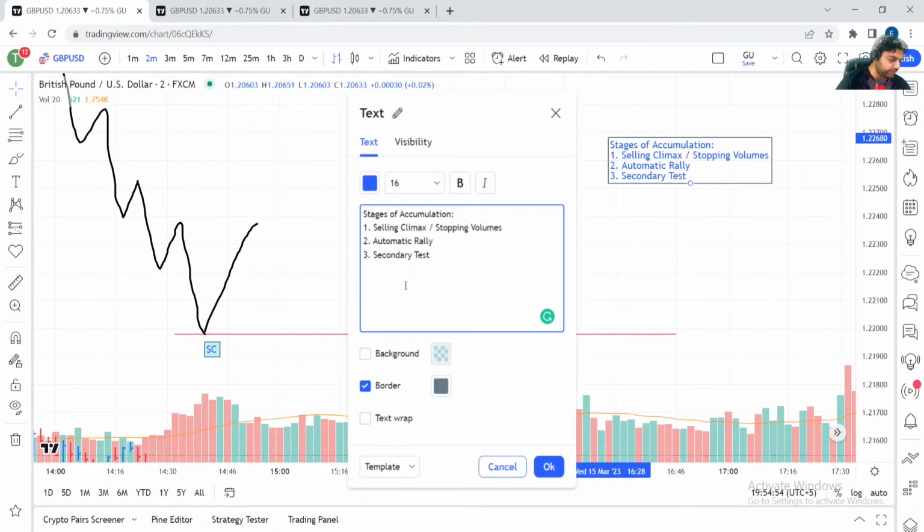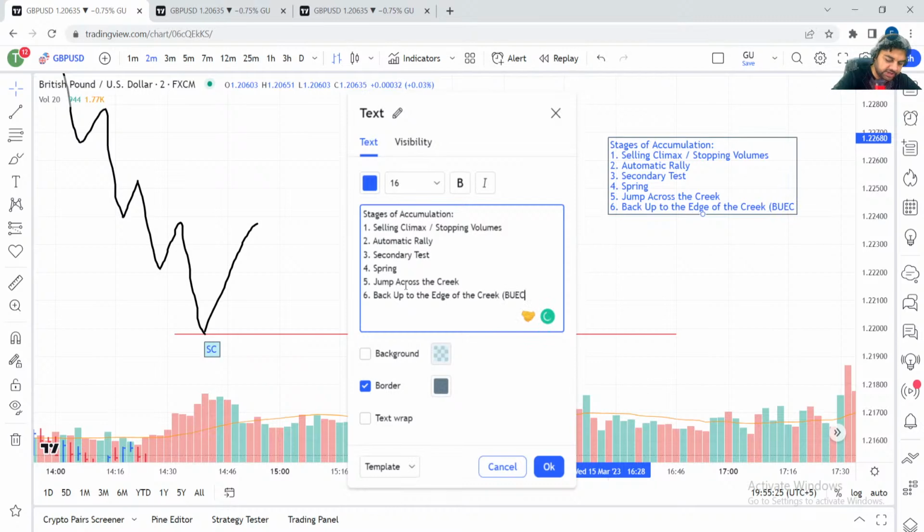Let's go ahead. The next stage will be a spring and then jump across the creek. And then you have back up to the edge of the creek. Now I know it's a mouthful to say so much, back up to the edge of the creek, so I will also give you the short forms. Buick. This is Jack, jump across the creek. Secondary test is ST. Automatic rally is AR.